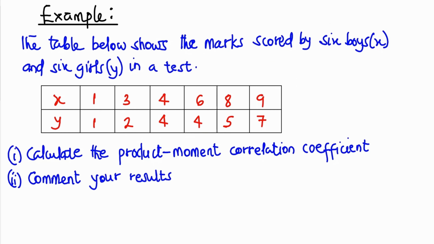So the example says that the table below shows the marks scored by 6 boys X and 6 girls Y in a test. The table here is for X values: 1, 3, 4, 6, 8, 9, and for Y values: 1, 2, 4, 4, 5, 7. It says that we should calculate the product moment correlation coefficient, knowing very well that the product moment correlation coefficient is basically the same thing as the Pearson correlation coefficient. And it says we should comment on our results.